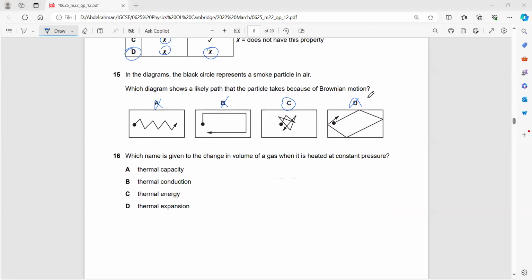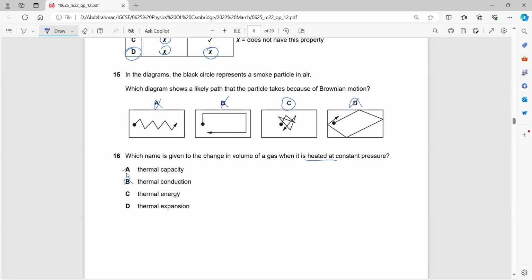Okay. Can we call it thermal conduction? No, it's not thermal conduction. Thermal conduction is wrong. Okay. When you heat a gas, what happens? When you heat literally any matter, what happens to it?